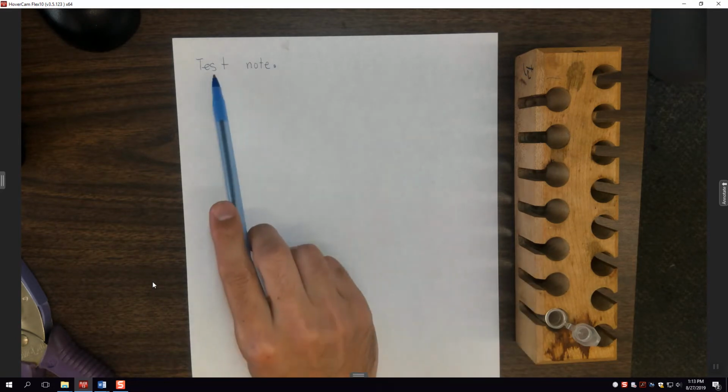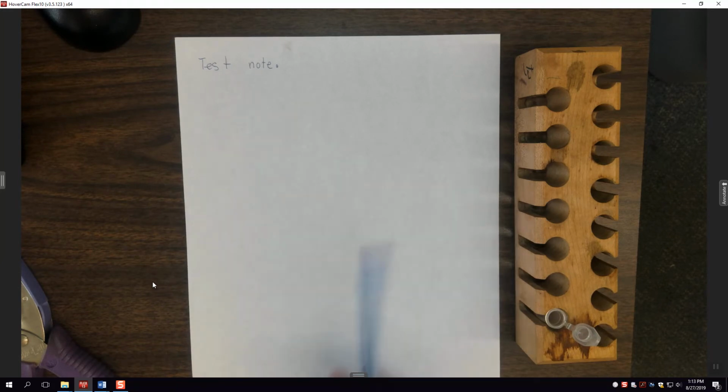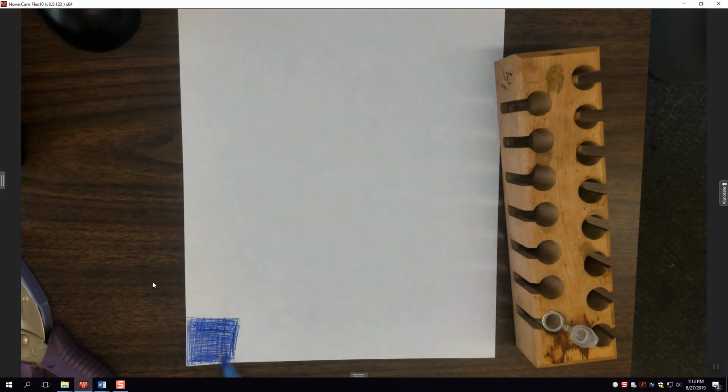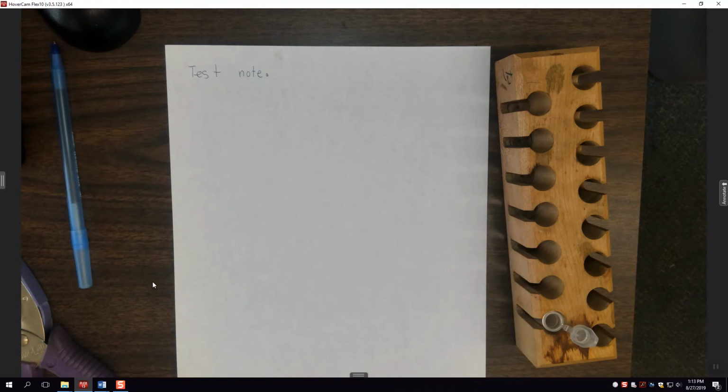Now what I want to do is use TLC to attempt to figure out whether this test note writing is the same as this blue pen. Now in this case I know it is because I drew both with the same blue pen, but in your case you're not necessarily going to know that. So this is what you're going to do.